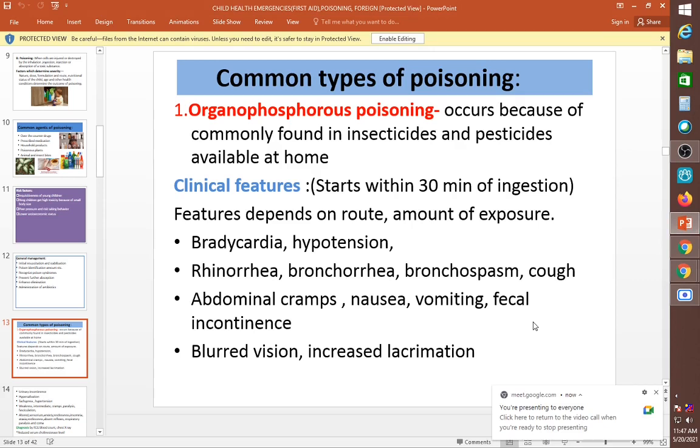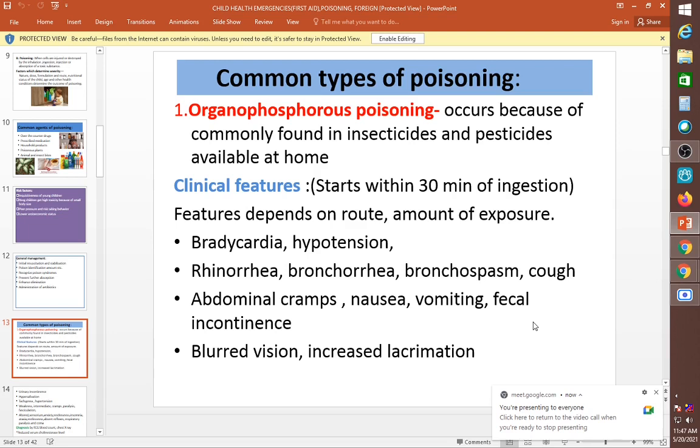Yes, ma'am. Common types of poisoning. First one is organophosphorus poisoning. It occurs because of compounds commonly found in insecticides and pesticides available at home. Clinical features start within 30 minutes of ingestion. Features depend on route and amount of exposure.